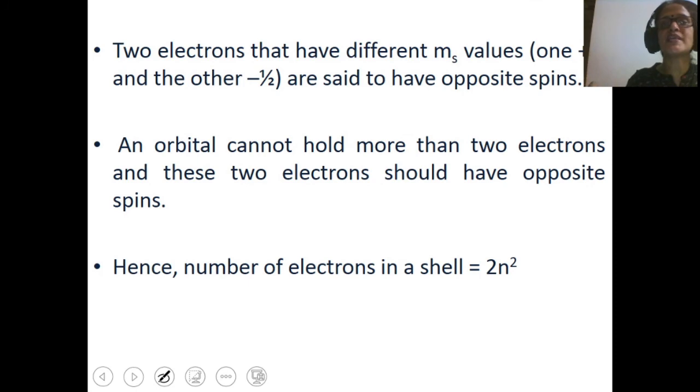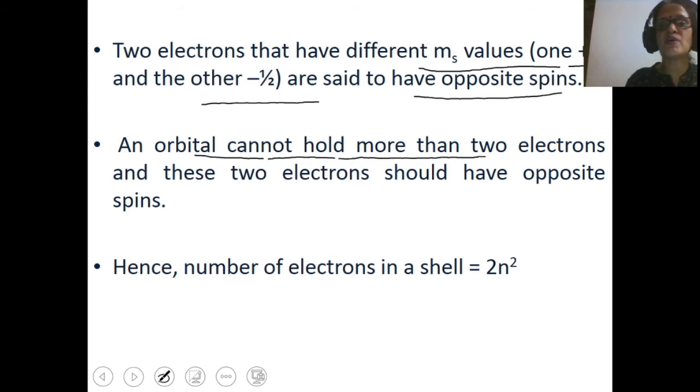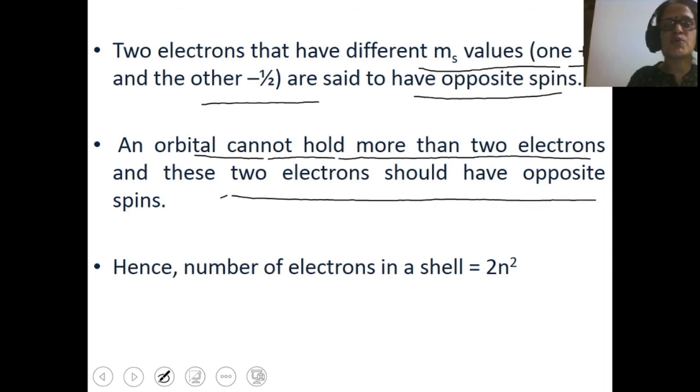So two electrons that have different ms values, one having plus half and the other having minus half, are said to have opposite spins. One more very important point: an orbital cannot hold more than two electrons, and these two electrons should have opposite spin. So if there are two electrons in the 1s orbital, because the 1s subshell consists of only one orbital. One orbital means how many electrons? Two electrons. So out of two electrons, one will have plus half spin and the other will have minus half spin.